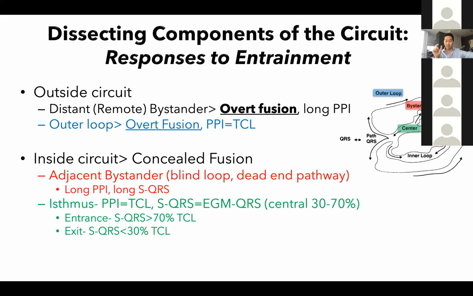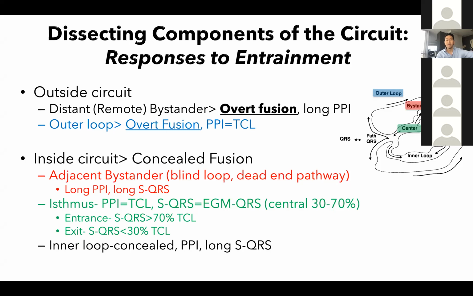And the central isthmus is 30 to 70% of that tachycardia cycle length. The entrance, which is proximal, is greater than 70%. And the exit is less than 30%. And this is all in relation to the onset of the QRS. So that's why we often call things that are 10, 20 milliseconds before the QRS pre-systolic, and things that might be 100 milliseconds before the QRS diastolic. And then the inner loop is just good PPI, long stim to QRS. All right, let's get to some of these.